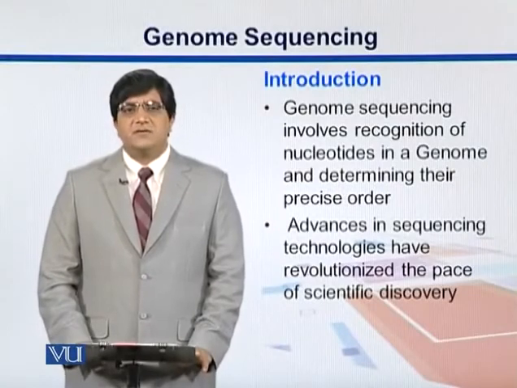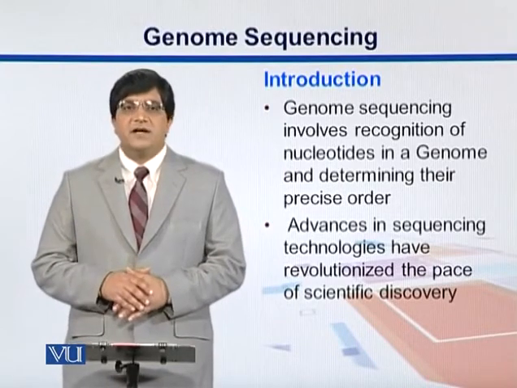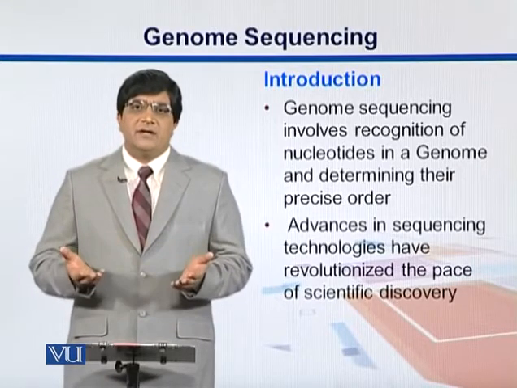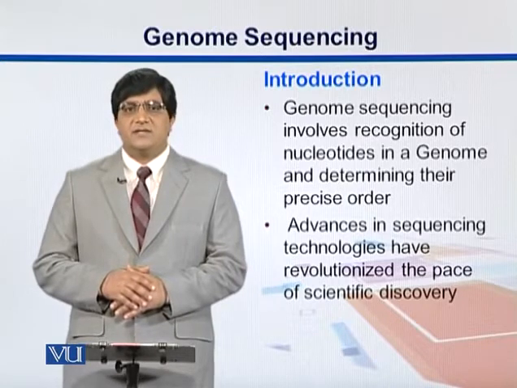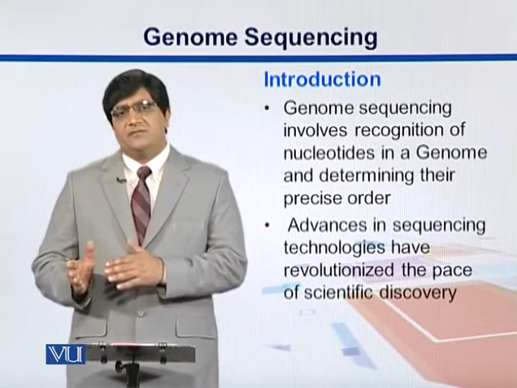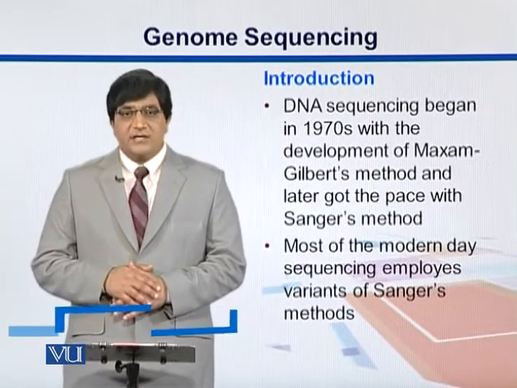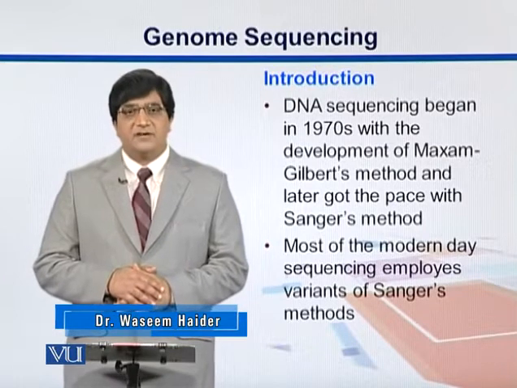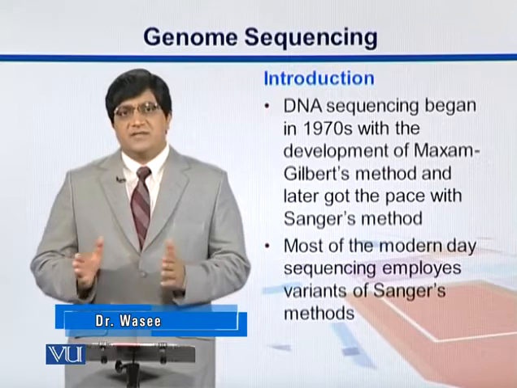Genome sequencing involves recognition of the nucleotides in a genome and determining their order of arrangement, and we see that this genome sequencing has actually evolved. The modern technologies of genome sequencing have revolutionized the pace of scientific discoveries. DNA sequencing actually began in the 1970s with the development of Maxam-Gilbert's method, and later on it got its pace by Sanger's method.